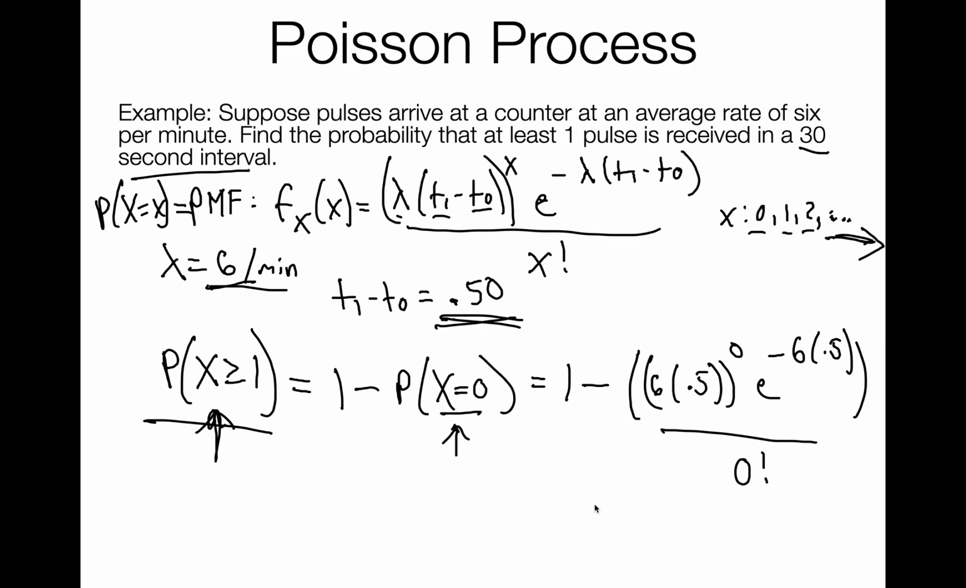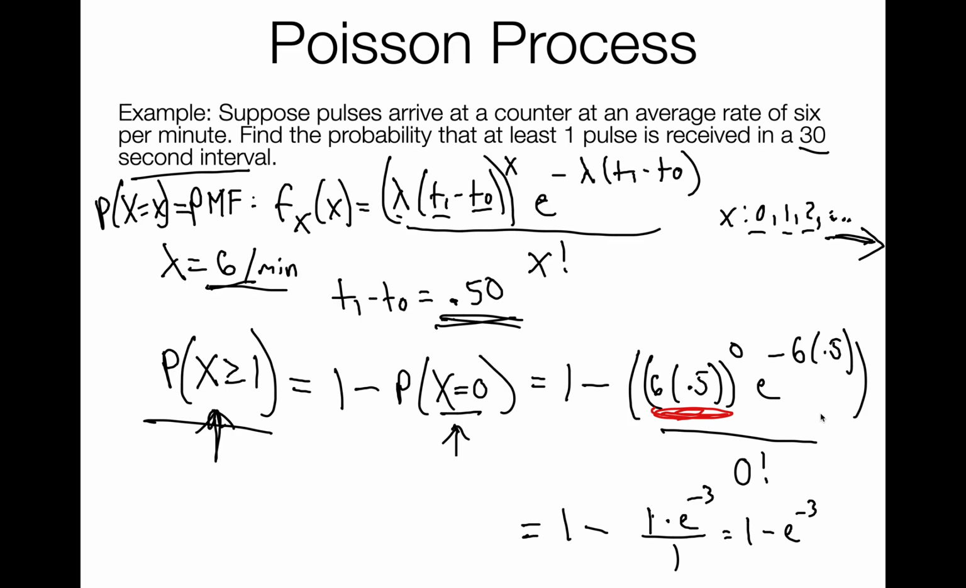Okay, now let's simplify things here. It's 1 minus, what's 6 times 0.5 raised to the 0 power? Well, 6 times a half is 3, and anything raised to the 0th power is equal to 1. So this first part here that I underlined, that's equal to 1. So it's going to be 1 minus 1 times e to the negative 6 times 0.5, so that's e to the negative 3. So I've got 1 times e to the negative 3 power, divided by 0 factorial, and 0 factorial is 1 as well. Okay, so really, this probability is equal to 1 minus e to the negative 3rd power.